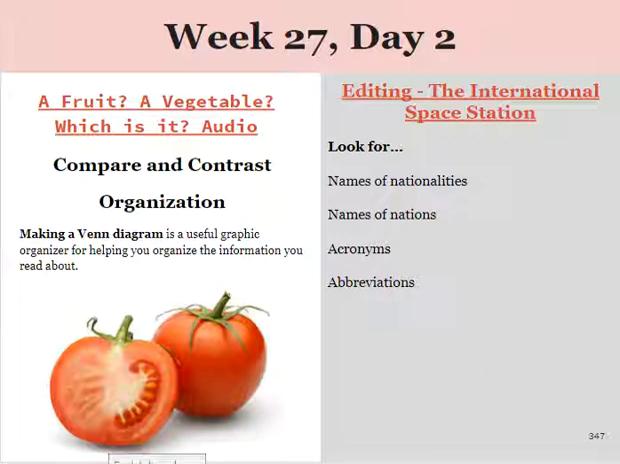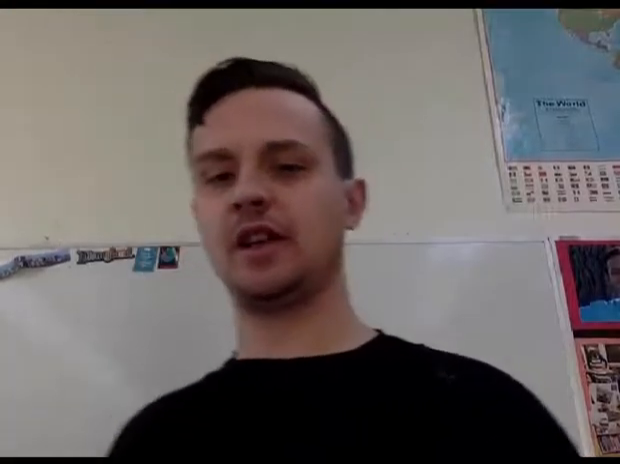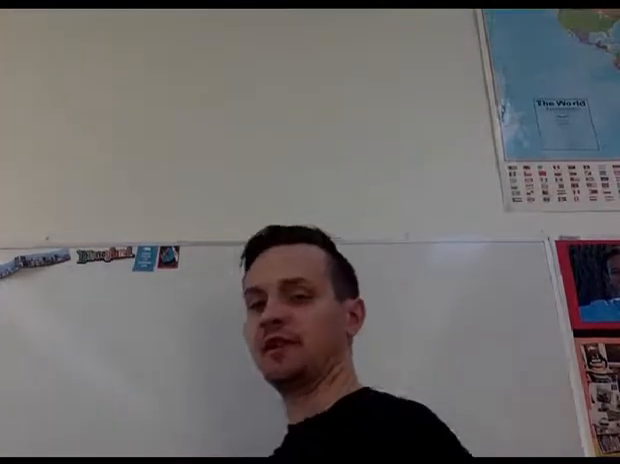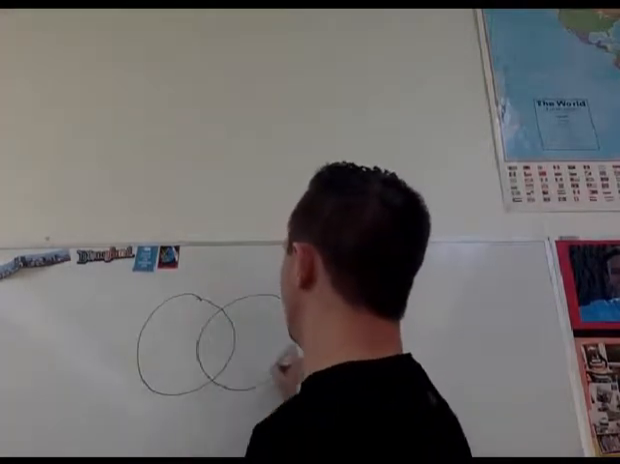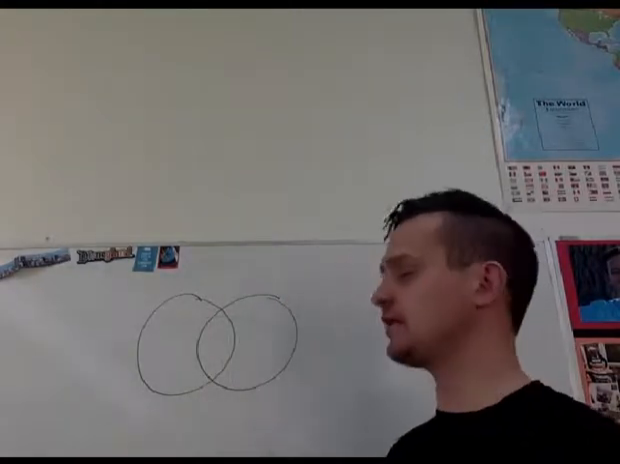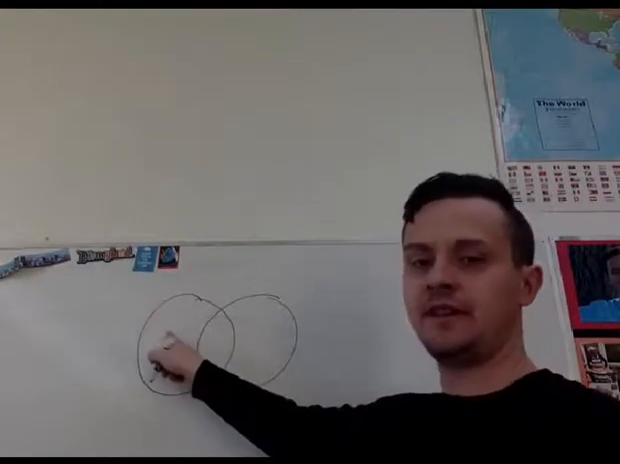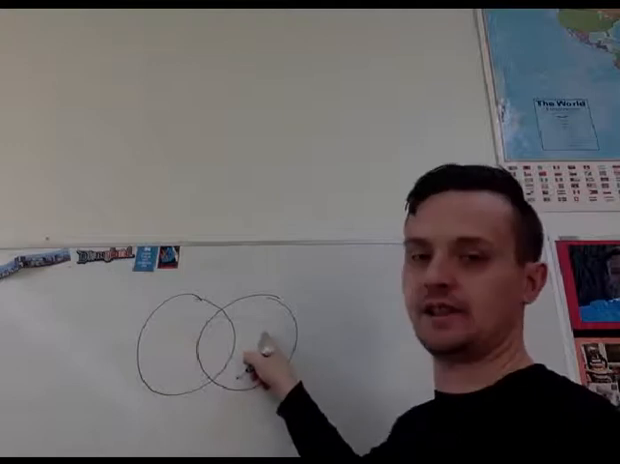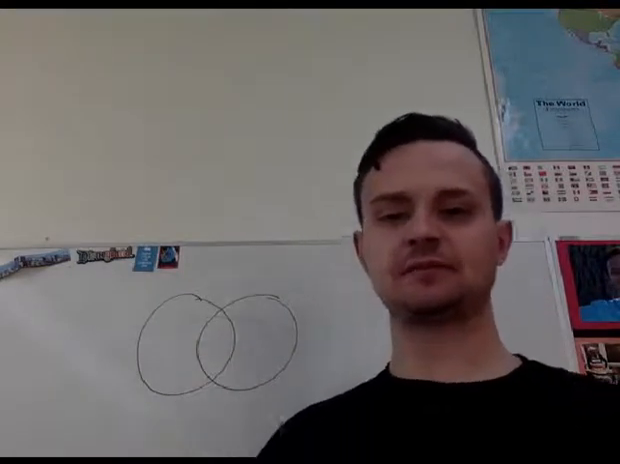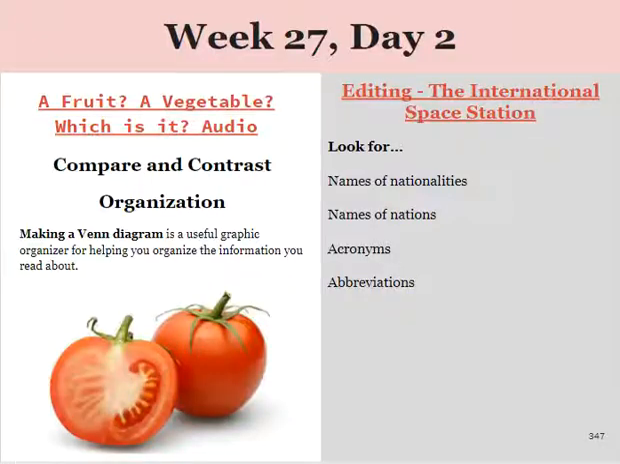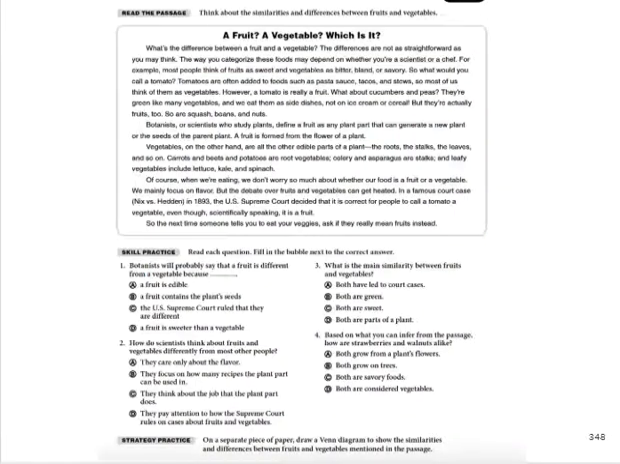A Venn diagram is a useful graphic organizer for helping you think about the differences between two different things. So remember, a Venn diagram is two circles. You might have one thing on this side, another thing on this side, and then anything that is in both categories in the middle. So read the passage and think about the similarities and differences between fruits and vegetables.